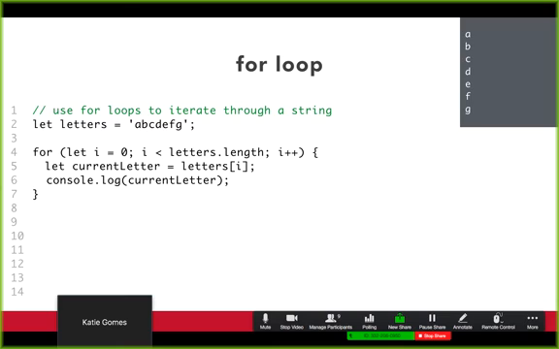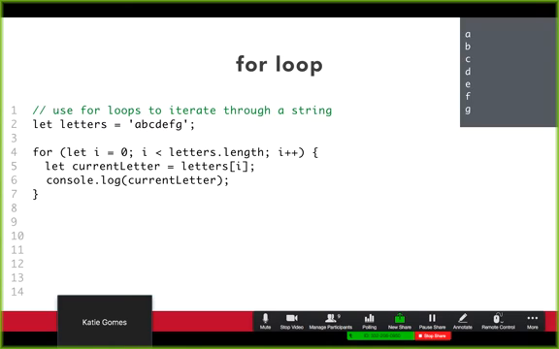Is 1 less than letters.length? Yes, it is. Great. So now on line 5, we're creating a new variable called current letter, and it's equal to whatever is in the 1st position of the letters string. The 1st position is actually the second letter, because remember how we start index at 0. So therefore, current letter becomes the second letter in the letters string. And so when we console.log out current letter, we're actually printing out the second letter, which is B. And so we do this over and over again, all the way until we get to G, right? So A, B, C, D, E, F, G.